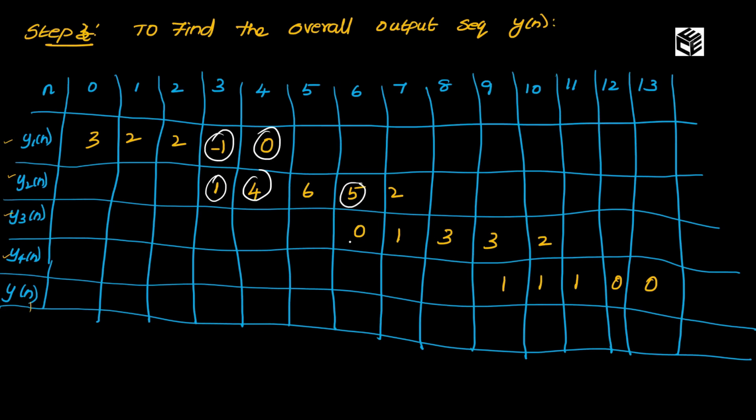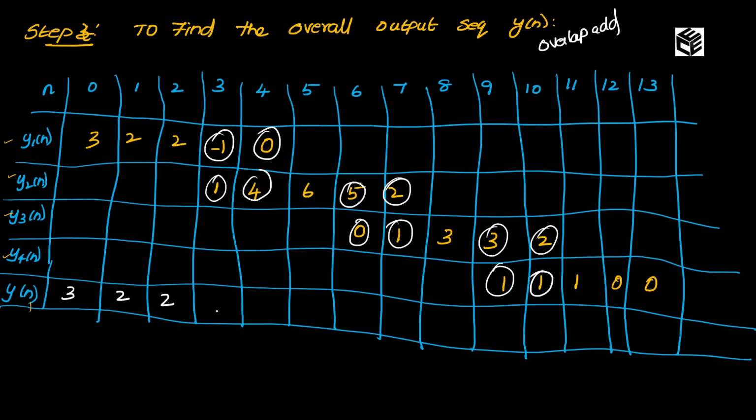Correct? Similarly this one, and similarly this one. Okay. What is our method name? It is overlap add method. So here I am going to add the elements that are overlapping. So my answer will be 3, 2, 2. This value is 0, 4, 6.